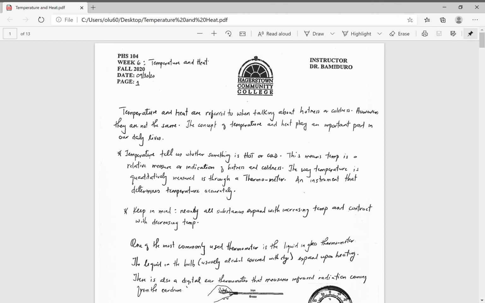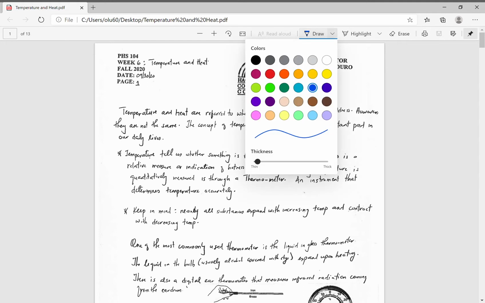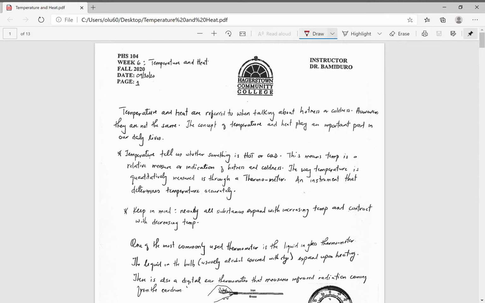Okay, good afternoon, class. Today we'll be talking about temperature and heat, and this is a very interesting topic. As you know, we are in week 6, so if you look at your syllabus, we should be timely with our schedule. Again, we are in week 6, and we'll be discussing today about temperature and heat.